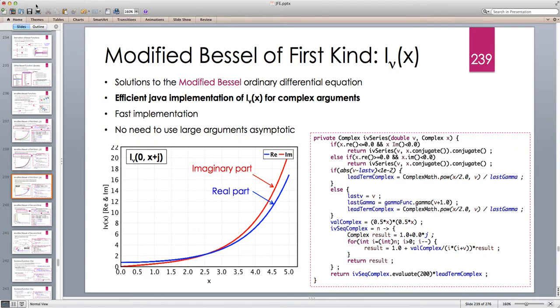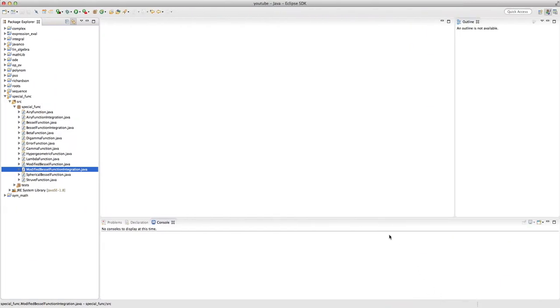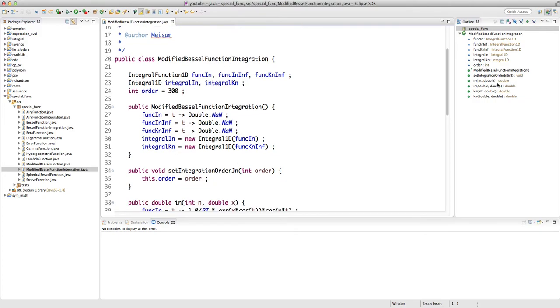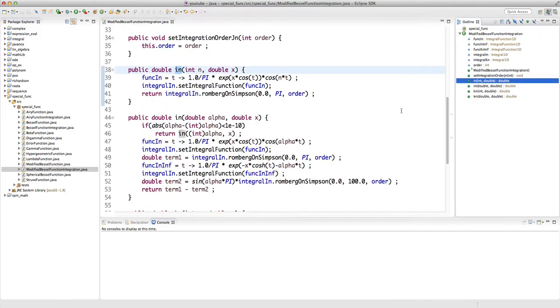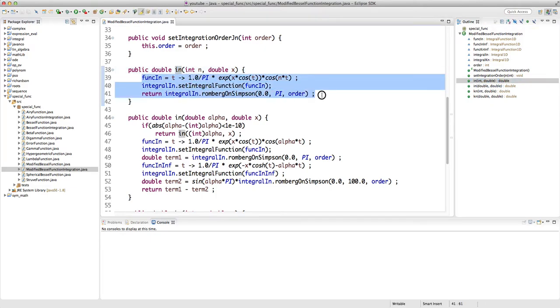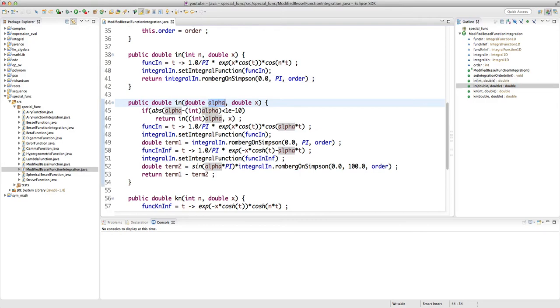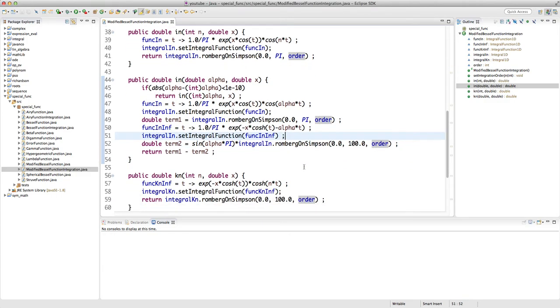So let's head to Eclipse and try to look at the implemented code. In the special function package, I have this modified Bessel function integration, and for int and double, we just do the integration, and for alpha or nu, a double parameter, we then need to calculate this improper integral. And then it has the integral function, t goes to 1 over pi, x power minus x cosh of t minus alpha t, and we have to sum from 0 to infinity, which we limit to, let's say, 100 or 50. I think the convergence is fast.